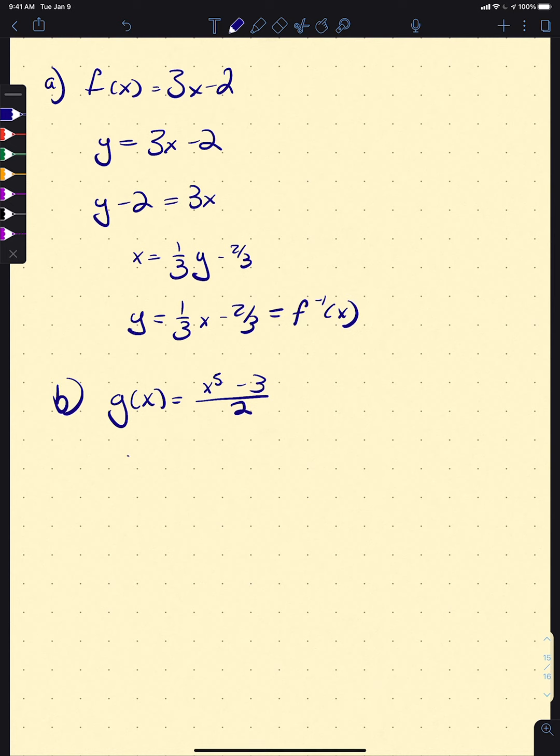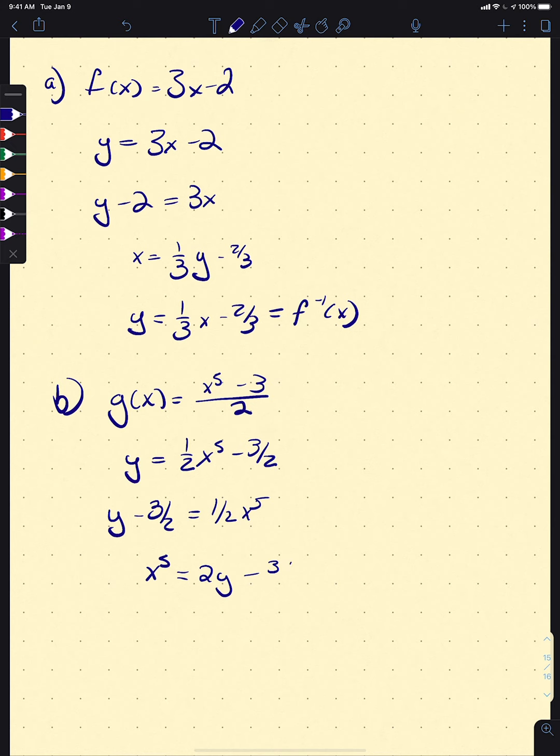Well, let's write this as an equation: y equals 1/2 x to the 5th minus 3/2. If we're attempting to solve for x, we can move that over and we'll get y plus 3/2 is 1/2 x to the 5th, which means that x to the 5th is 2y plus 3. Now if we take fifth roots, because it's an odd root, we don't pick up a plus or minus, so we're totally good there. So we get x is the 5th root of 2y plus 3.